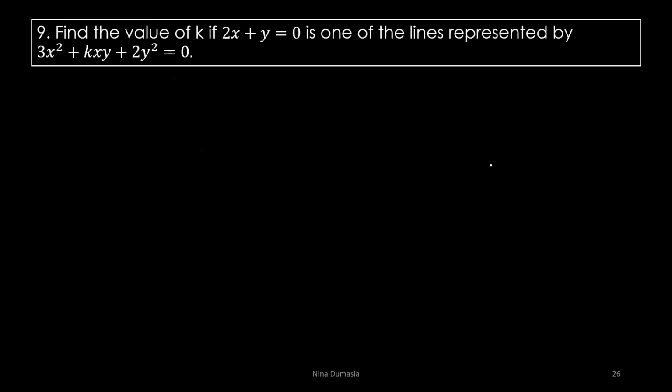Find the value for k if 2x plus y is equal to 0 is one of the lines represented by 3x square plus kxy plus 2y square is equal to 0. Now, what you have to realize from here is that this line given here, 2x plus y is equal to 0, what is its slope?